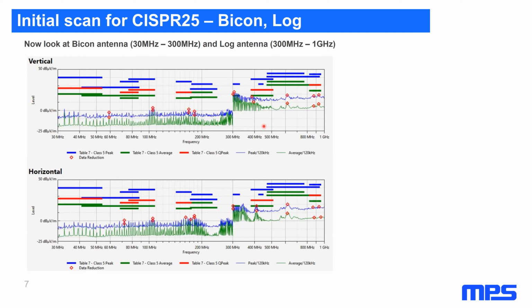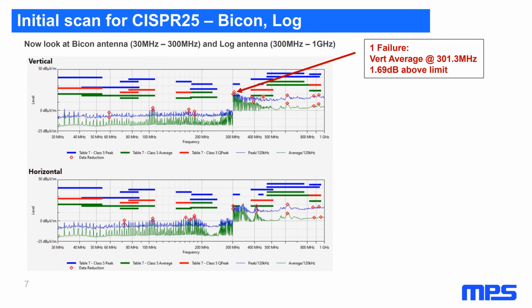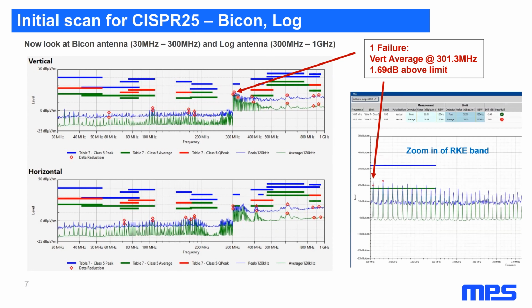So what I did digging into this is I found that we are actually failing by just under 2 dB at 301 megahertz, which is considered the RKE band, or remote keyless entry band, in automotive. And you can see here when you zoom into it, we're just a hair over on the green waveform, which is average. So our peak, which is blue, is well below the limit line, but the average, which is green, is just creeping above it a little bit. And then there's also a couple other peaks here that are just below it.